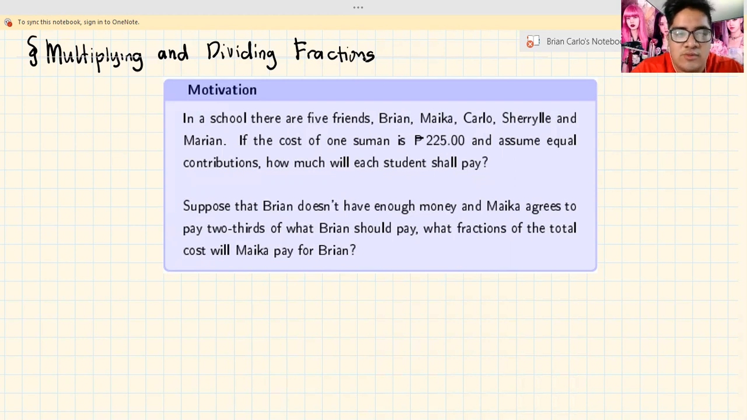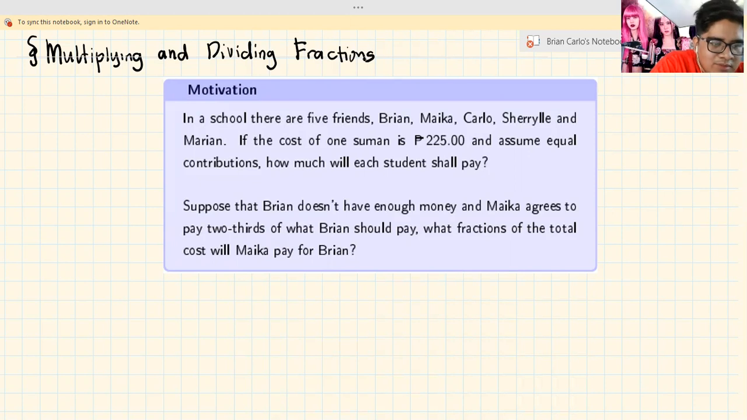Here, let's have a motivation. In a school, there are 5 friends, namely Brian, Micah, Carlo, Cheryl, and Marian. If the cost of one suman is 225 pesos and assume equal contributions, how much will each student pay? Magandang tanong yun, di ba? Meron daw 5 magkakaibigan. Tapos, meron daw isang buong suman na 225 pesos. Napakamahal ng suman na yun, no? Saan kaya nabibili yun? Tapos, mag-aambagan daw sila. Ngayon, ang tanong dito sa problem na to sa motivation natin, tig-magkano sila?